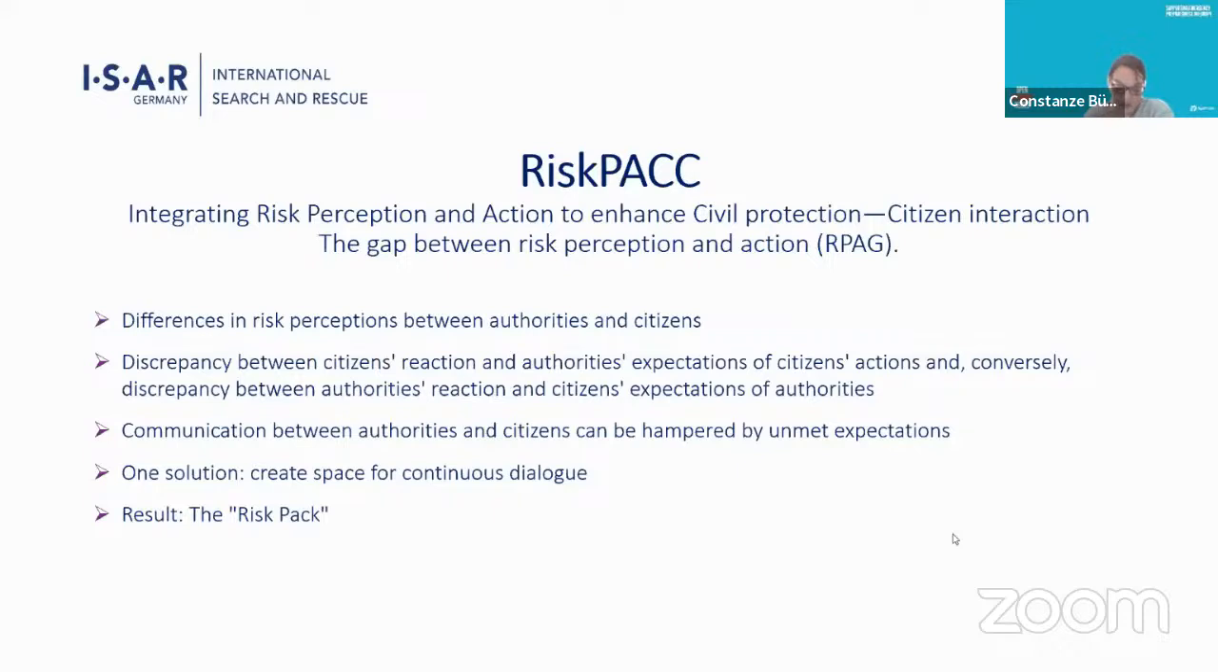So the expected result from the RiskPact project is the so-called RiskPact that will include a framework and methodology. I have a problem with that word. I'm sorry for that. For understanding and closing the risk perception action gap, and it should also include a collection of international best practices, practical solutions based on new forms of digital and community data, and training materials and knowledge sharing as well.